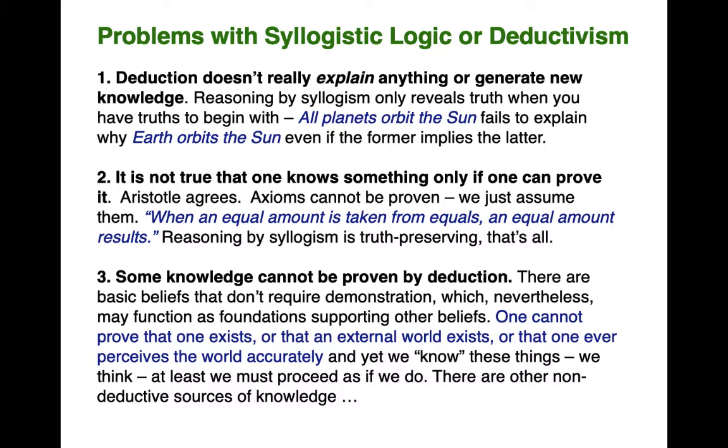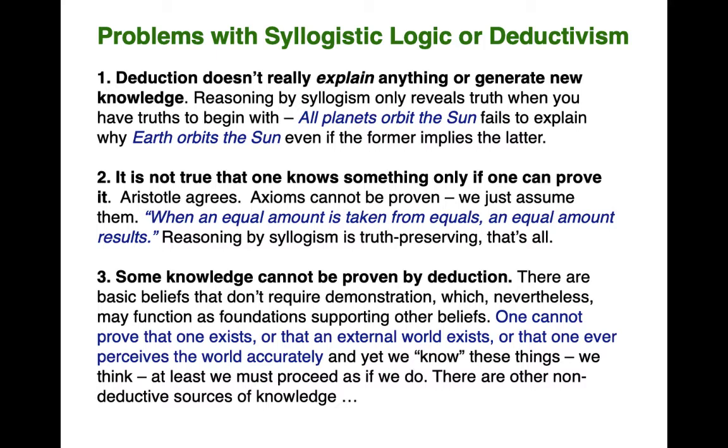Syllogistic logic is great. We need it. You've got to use it. However, it has limits. Here are some of the problems. Number one, deduction doesn't really explain anything or generate new knowledge. Again, what we want in science is explanation, in addition to description. Reasoning by syllogism only reveals truth when you have truth to begin with. All planets orbit the sun, if true, fails to explain why Earth orbits the sun. It only establishes that Earth does.